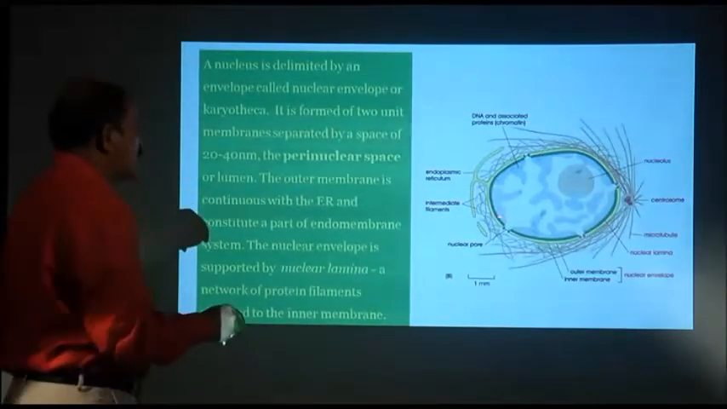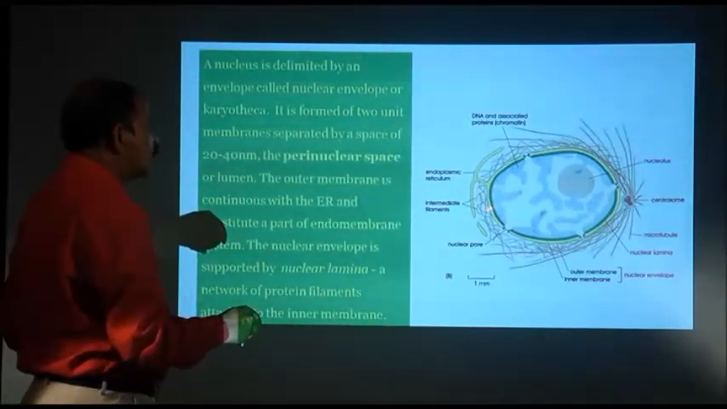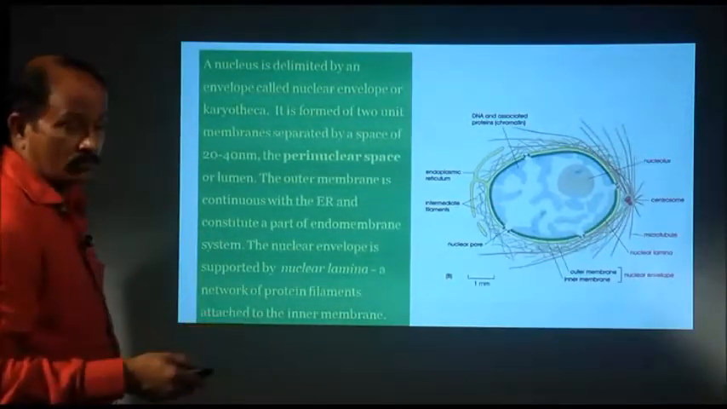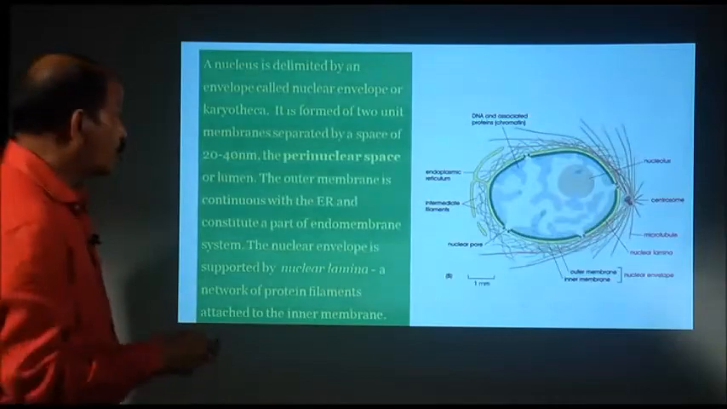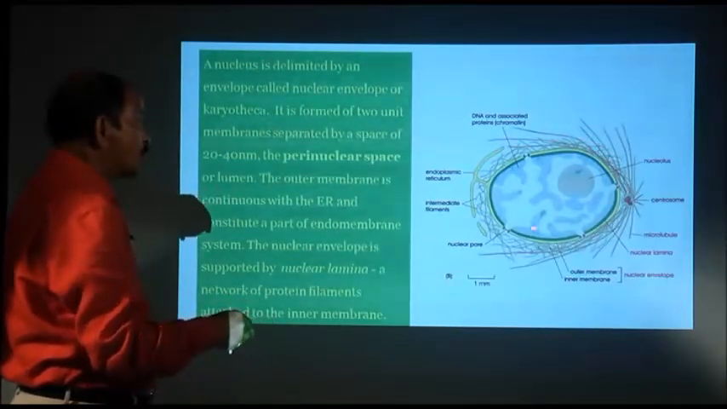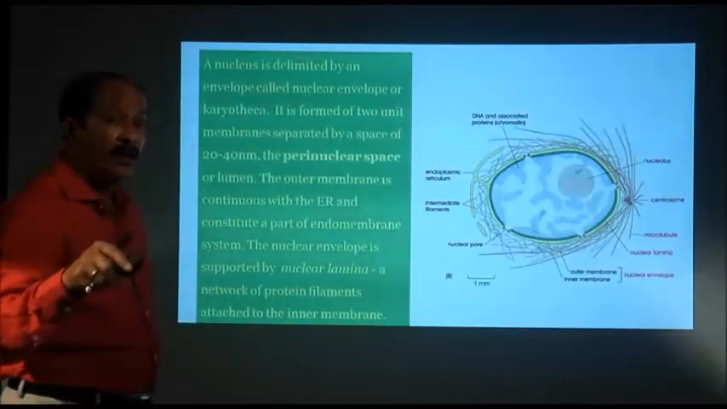The nuclear envelope consists of two membranes, outer membrane and inner membrane, and they are separated by a perinuclear space. But nucleus, as I told you, is not an isolated box, rather it is punctured by many pores.